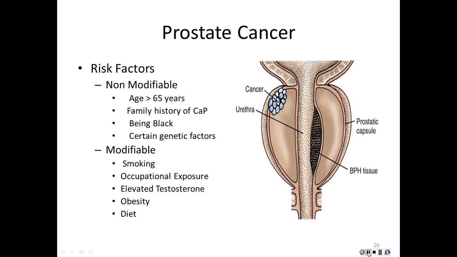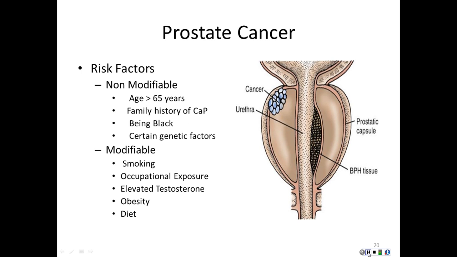Family history: we're talking about a first-degree relative who has had prostate cancer before the age of 65. As you're doing your history, you'll ask, have you had a first-degree relative? And if there are numerous first-degree relatives, that puts them at a higher risk of developing prostate cancer.